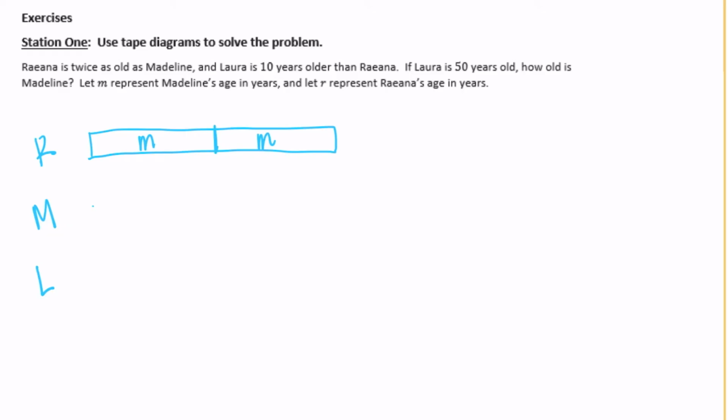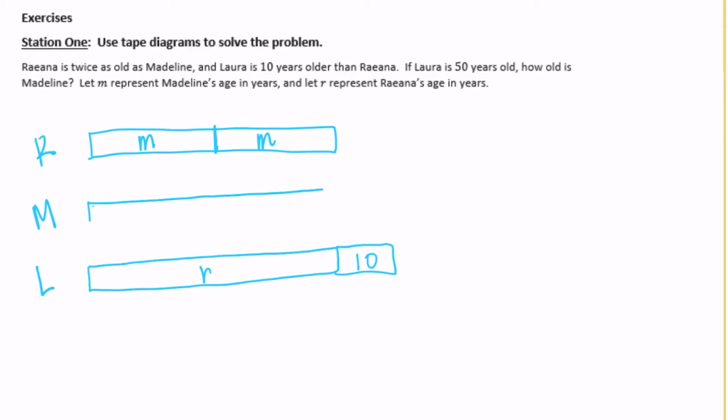And so we've got Rayana's. Laura is 10 years older than Rayana. So Laura is going to be whatever Rayana is plus 10. And then we know that Madeline is just... Oh, wait, no. Madeline is just one of these M's.